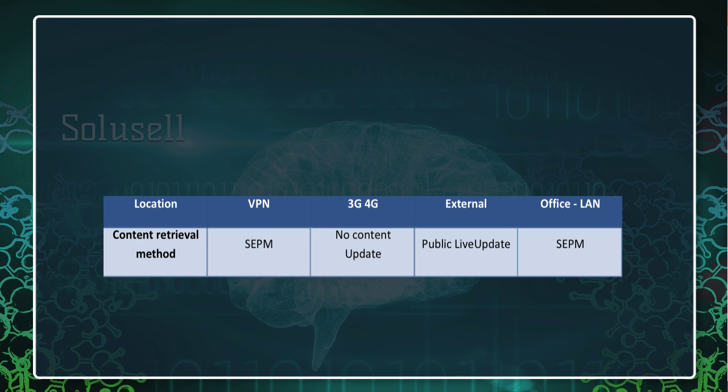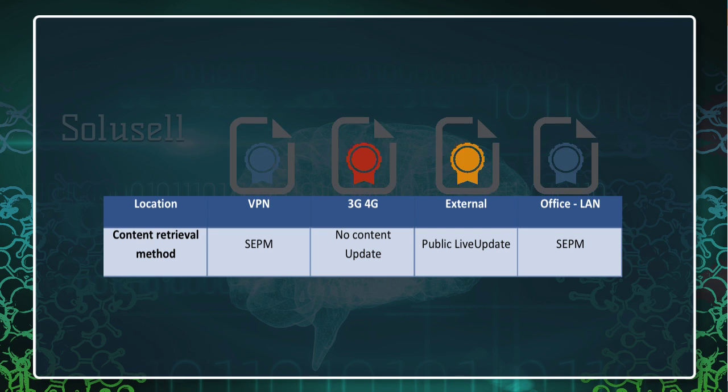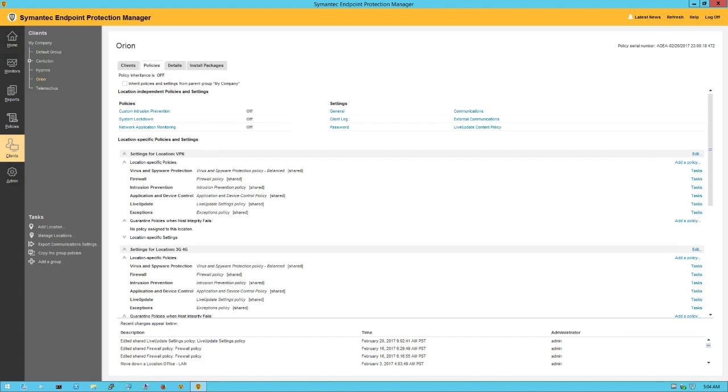When they're on the external location, so it could be a public Wi-Fi or something like this, they use the public live update. And when they're connected into the office or the LAN location, then they use the SEP management server. So we will have three policies: one where we go from SEPM, one with no content, and one with live update. We have to create those policies and then assign them to the different groups. So without further ado, let's get started.